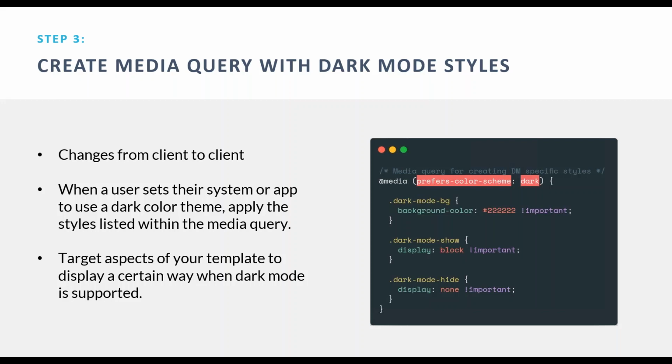We also have the ability to hide and show elements when dark mode is enabled. So let's say, for example, you do want to serve up a different image or a different logo on dark mode. You simply just hide the light versions of those logos or icons and show the dark mode versions of those icons. So you'll continue to target elements and add the appropriate styles in this media query where it makes sense.